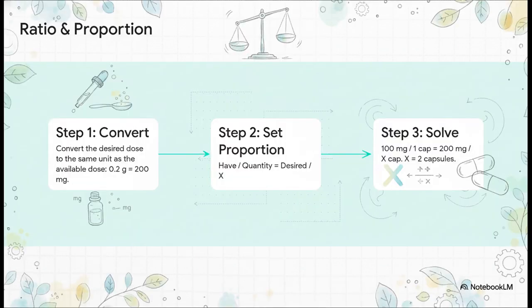Okay, let's try this with ratio and proportion. First, we convert 0.2 grams to 200 milligrams. Easy enough. Then we set it up. What we have over its quantity equals what we desire over X. A little bit of cross multiplication later, and boom, we get our answer, 2 capsules.